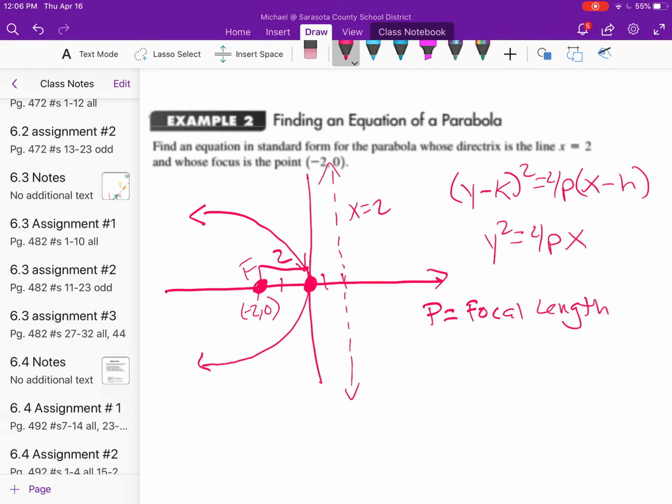And now we have to realize that since it's opening to the left, that means that our focal length is going to be negative in this case. So not only is p 2, but it is negative because it's opening left, just like it would be negative if it was opening down for an upward-downward parabola. So ultimately, I have the equation y squared equals 4 times -2x, which would be y squared equals -8x.